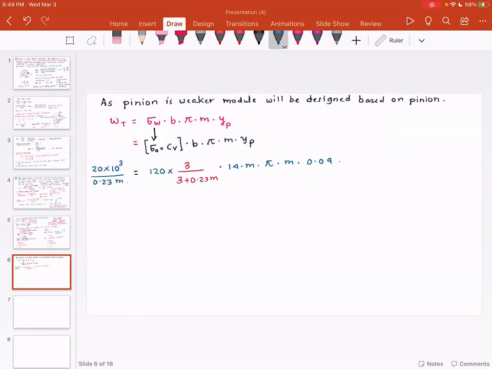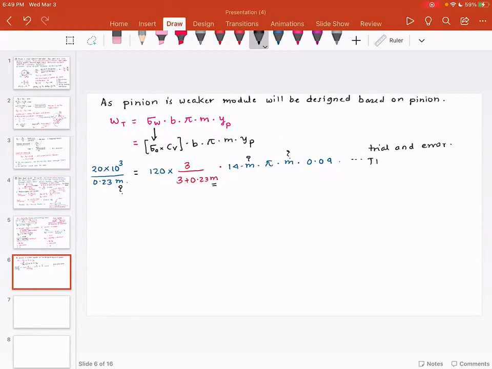Now this equation may look complex, but in reality it is not, because the only unknown here is module. We don't know what the module is. Everything else is known. So this is a cubic equation. But one thing I want you to understand is that you have m in the denominator as well. So this equation cannot be directly solved. So this can be solved either using trial and error, or if you have a scientific calculator like TI-84, you can program this equation.